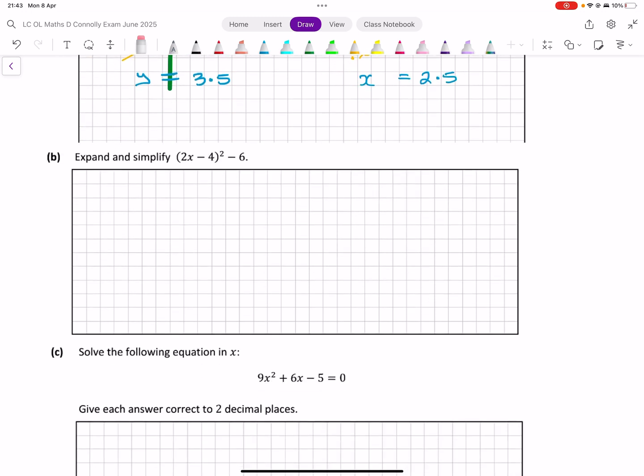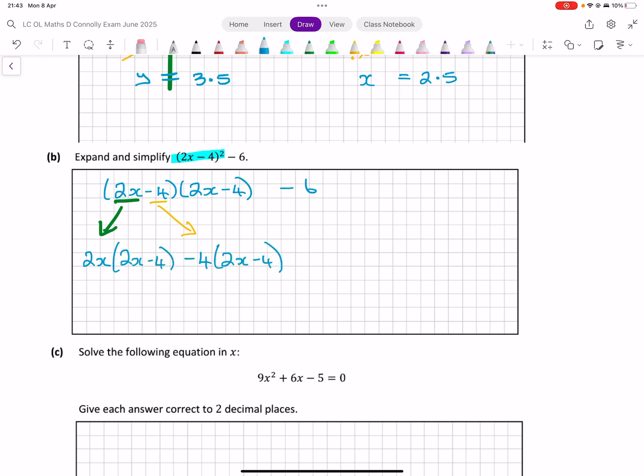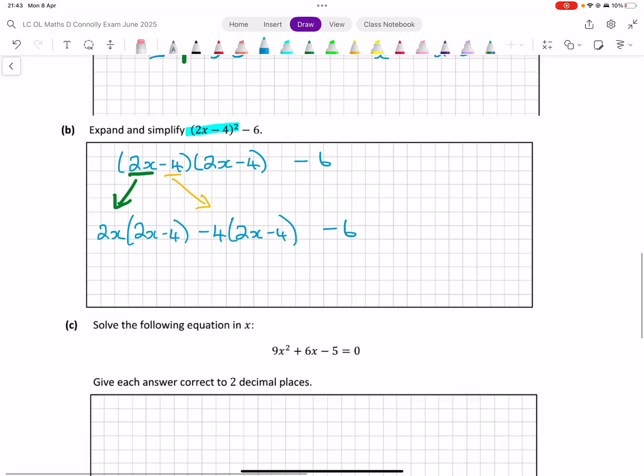Okay, this one then. So expand and simplify. So we need to expand this bracket because it's squared. We do 2x minus 4 and then another 2x minus 4 and then the minus 6. This we split the first bracket. So the 2x goes here and the minus 4 goes here. And then we write the second bracket twice. 2x minus 4, 2x minus 4. And then I still have my minus 6 just hanging off the end.